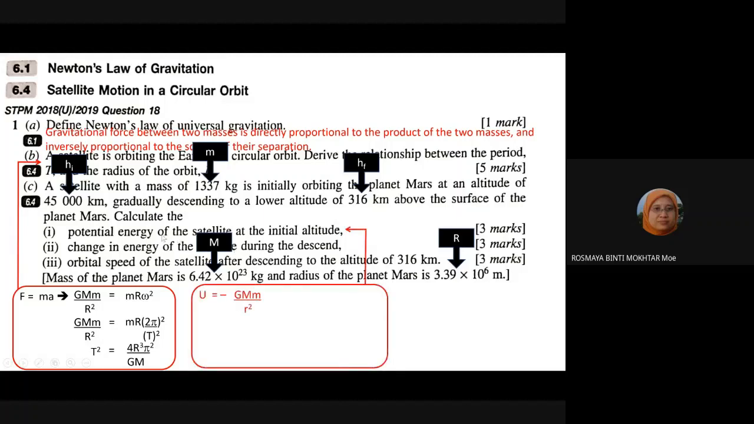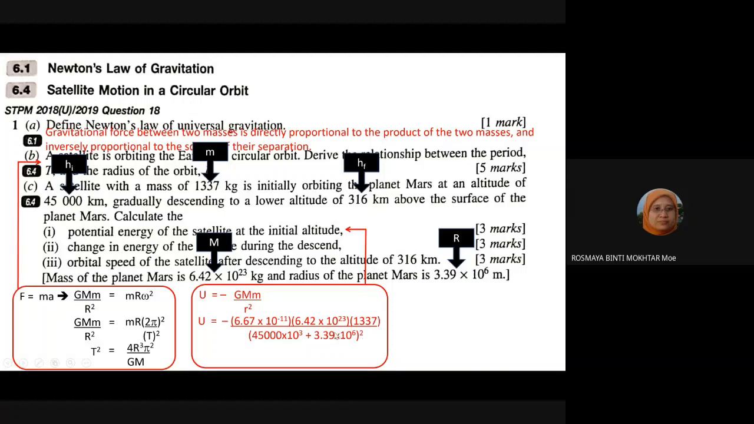So the question asks for potential energy. The potential energy formula is U equals negative GMm per r squared. This is the general equation for potential energy. But the question asks only for the potential energy at the initial altitude. The initial altitude is 45,000 kilometer, so convert the 45,000 kilometer to meter. Don't forget to add the radius of the planet, 3.39 times 10 to the power of 6.